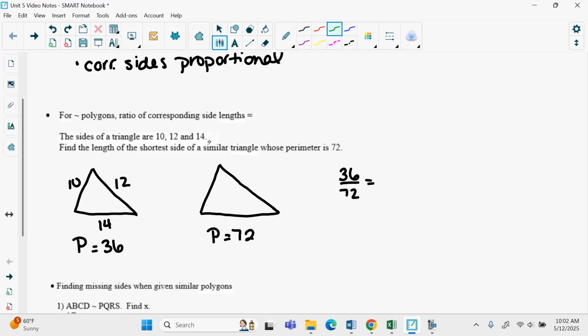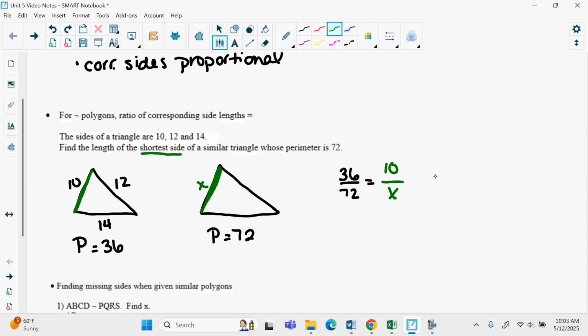is also going to be equal to the ratio of the corresponding sides. Now, which sides do I want? Well, it tells me that I want the shortest side of this larger triangle. And so that's going to correspond to the shorter side of this smaller triangle, which is my 10. Now, I do want to be careful here. I have 36 over 72, so I do have the smaller triangle on top, the bigger triangle on the bottom. So that means that 10 is going to go on top because it's from my smaller triangle. And the piece I'm looking for, which we'll call x, is going to go on the bottom.